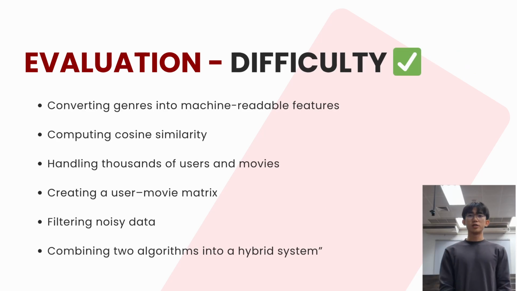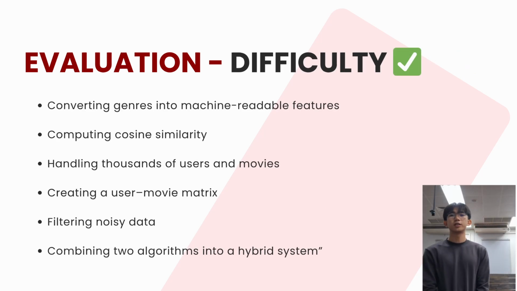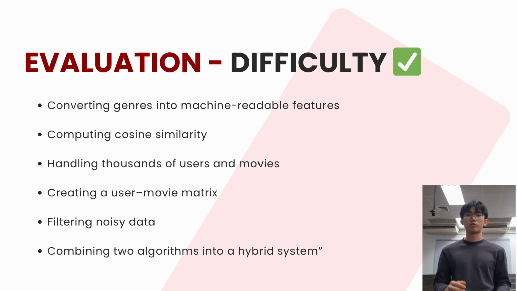This project also reaches a good level of difficulty. Some of the challenging parts include using CountVectorizer to transform genre text into numerical vectors, computing cosine similarity across thousands of movies, building a user-movie rating pivot table, handling missing data and filtering movies with low rating counts, computing movie-to-movie correlation for collaborative filtering, and combining both approaches into a hybrid system. Integrating multiple machine learning techniques together shows a solid understanding of the concepts.